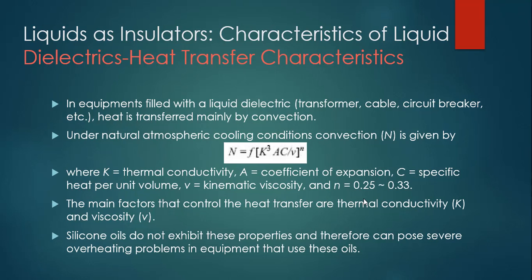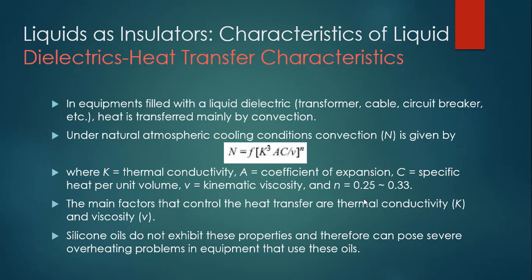The main factors that control the heat transfer are thermal conductivity, that is K, and viscosity nu. It can be seen that a higher value of K is preferable for apparatus likely to operate continuously at high temperatures. On the other hand, a low value of K and high viscosity can lead to localized overheating and even electrical burnout. Silicon oils do not exhibit these properties and therefore pose severe overheating problems in the equipment that use these oils.